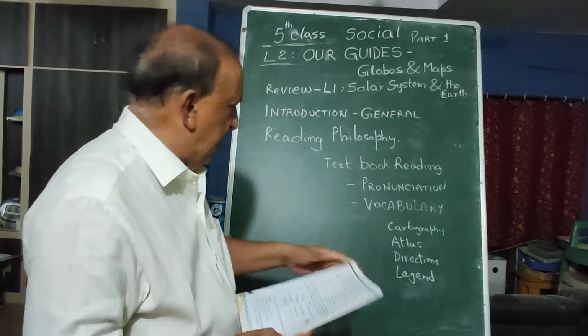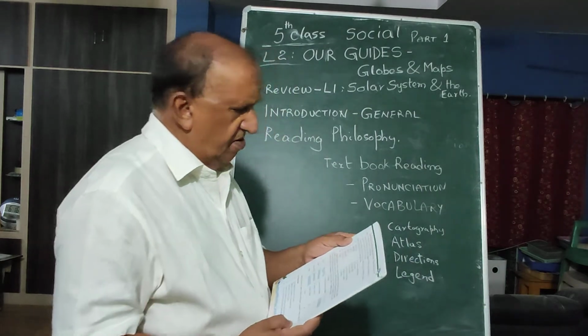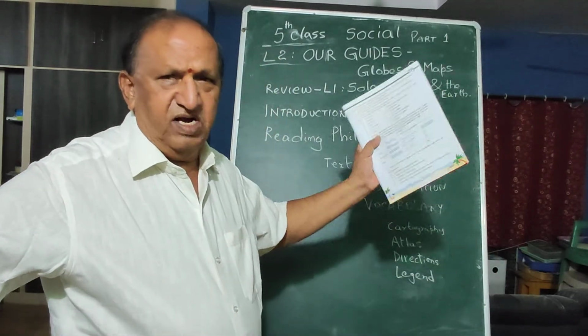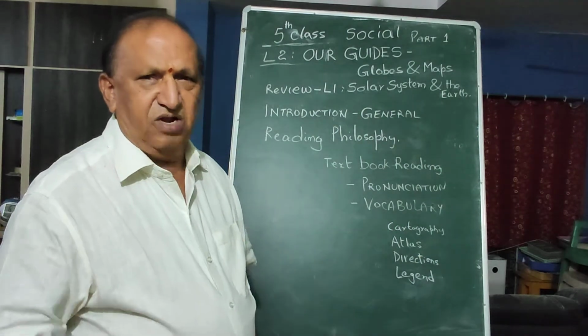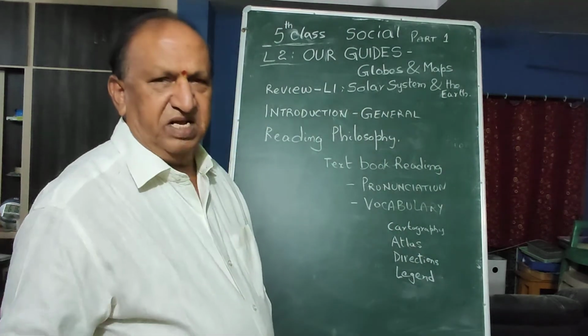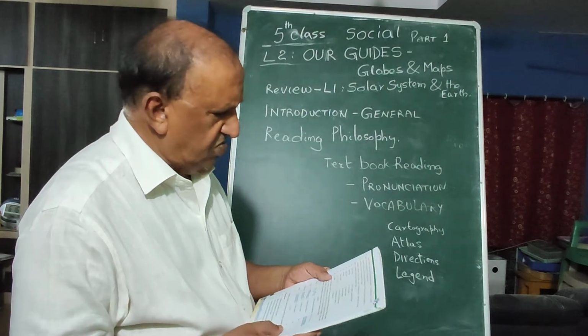Scale. Each map has a scale. Because the world is so big and you want to put it on a small piece of paper, there is a scale. 1 centimeter is equal to so many kilometers. I think we already talked about that.